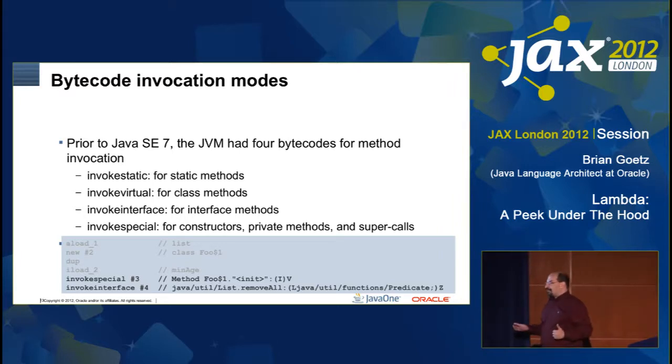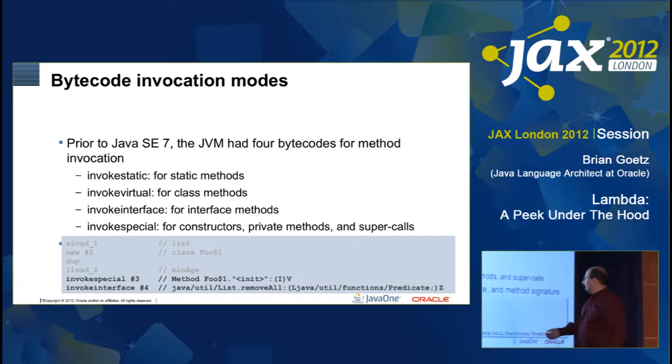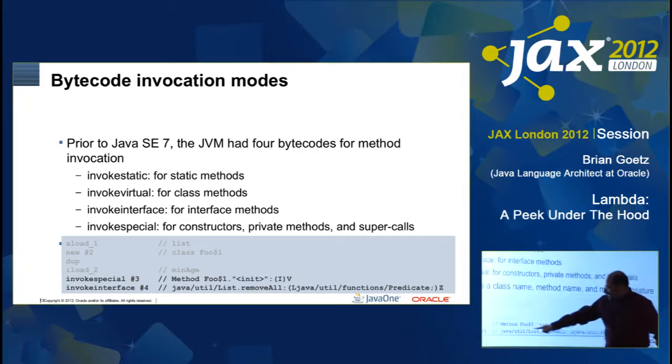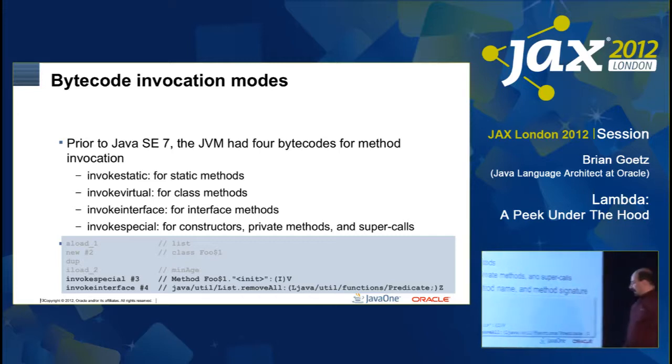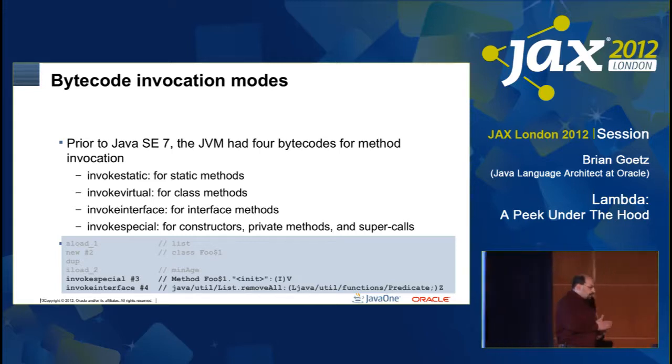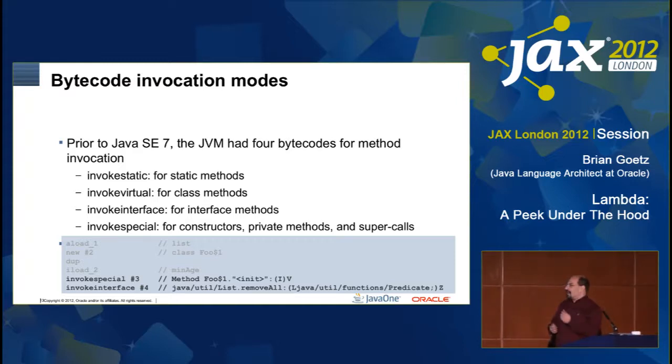What they have in common is that at the invocation site, they have the name of an enclosing class, the name of a method, and a signature. And they all have that, right? That's common to all the invocation modes. And this will be important when we look at some of the other options that are available to us.